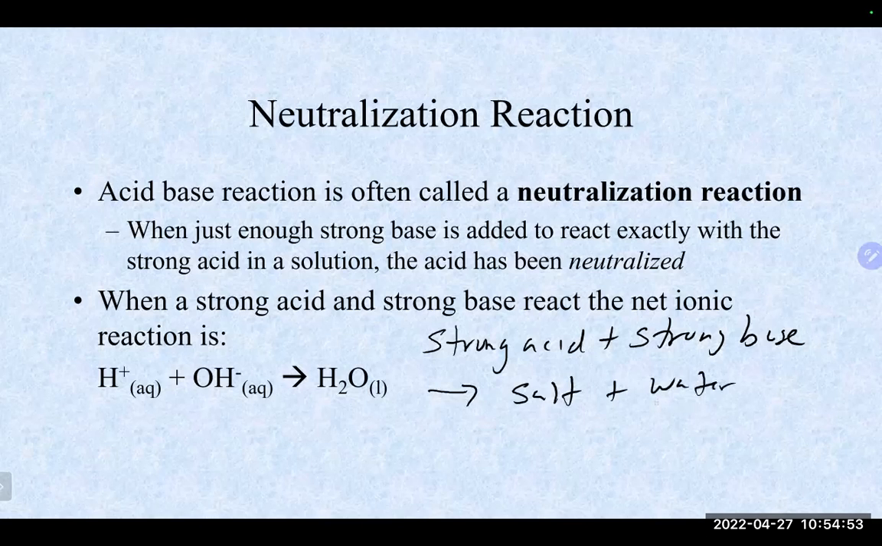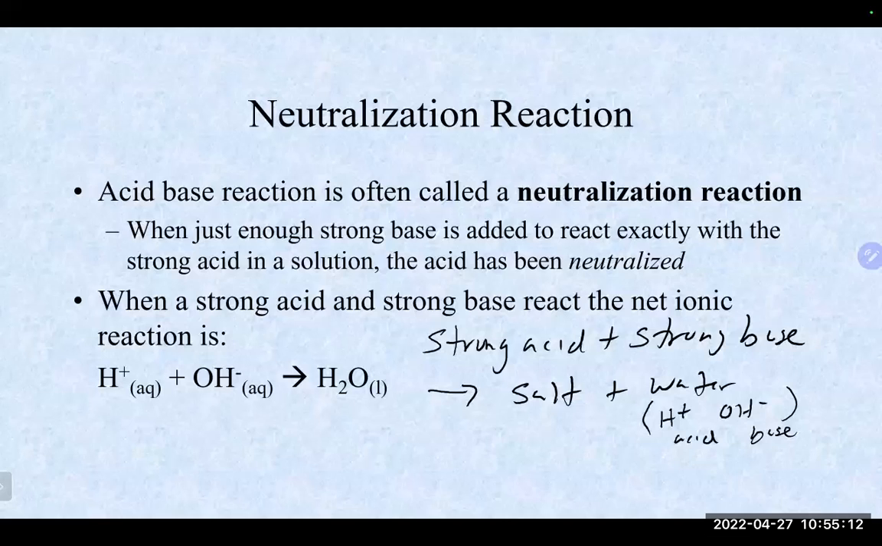The water is basically from the H plus from the acid and the OH minus from the base, which is how we get to water. The salt is basically the ionic compound that's left over. Acid-base neutralization is a double displacement reaction, like we talked about.